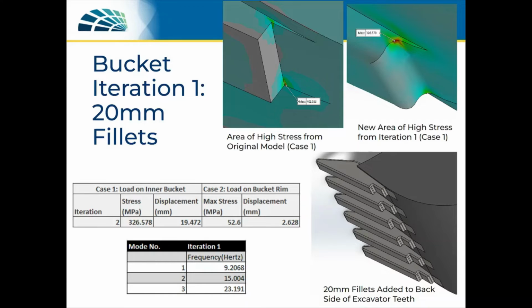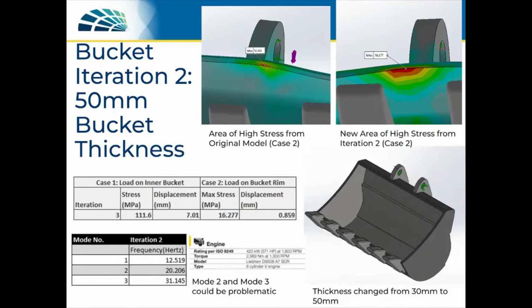Unfortunately, the displacements changed very little in both cases 1 and 2, and the stresses are still above the yield point of the material. The next iteration will focus on reducing the displacements and stresses even further. For the second iteration, the thickness of the bucket rim was increased from 30mm to 50mm in an attempt to increase the stiffness of the overall structure. Increasing the thickness proved to be very successful, as both max stress and max displacements were reduced tremendously.